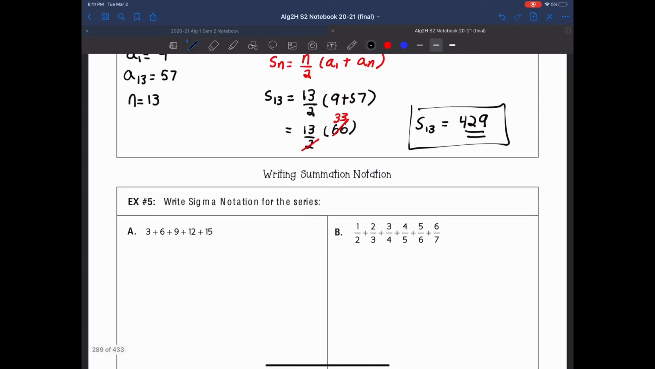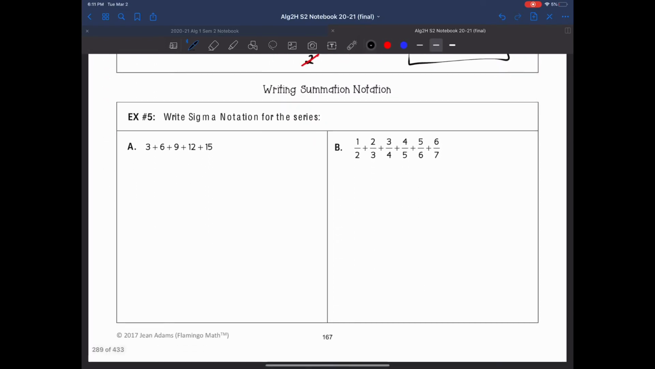Example number 5. Now we're going to be shifting gears a little bit. We have a series, and what we need to do is write the summation notation for that series. So let's start with part A. We have 3 plus 6 plus 9 plus 12 plus 15.